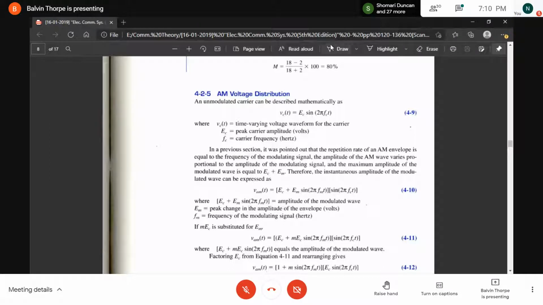Let me just underline it so that you can see. Here we go. So right here is your modulating signal or your information. So it is EM sine 2 pi FM, which is the frequency of the modulating signal, times T. And that is being used to change the amplitude of the carrier. So remember, the carrier is this, different color.